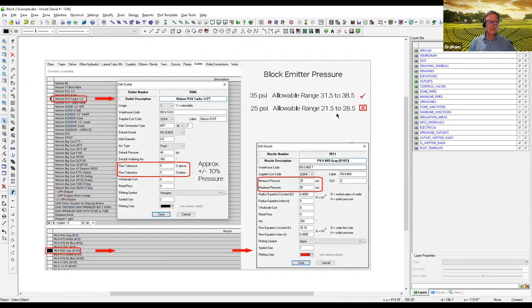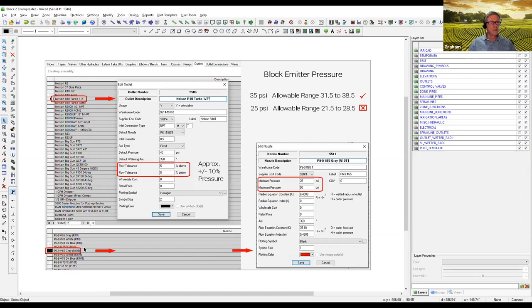Some other important things relating to the database is to make sure your allowable pressure variation is possible. So in designing a block of sprinklers or a block of drip tape, in the database, you set the allowable variation. And here, for example, we have the Nelson R10 turbo, and in the parameters for that sprinkler, the flow tolerance is plus or minus 5% of flow, which is approximately plus or minus 10% of pressure.